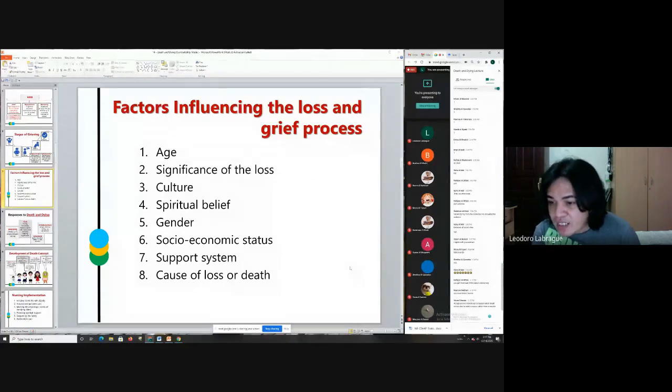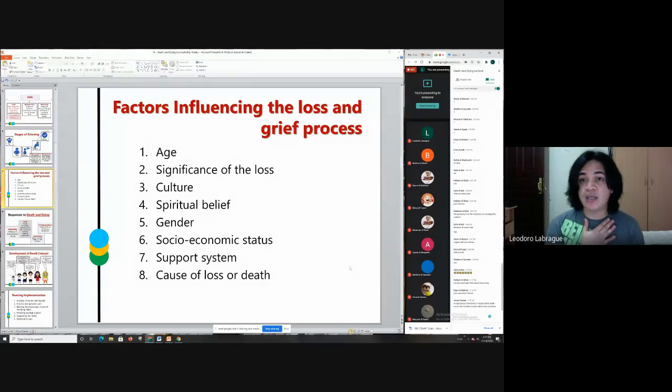Self-acceptance is more likely to happen when death occurs due to natural causes. Yes, if the cause of death is natural, because of old age, it's very easy for us to accept. But the reaction is really different if the cause of death is by accident or by a crime. And those all affect the loss and grieving process.